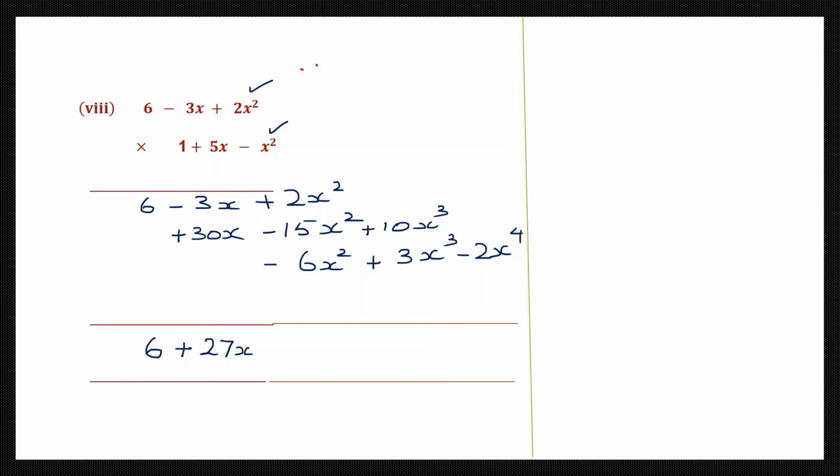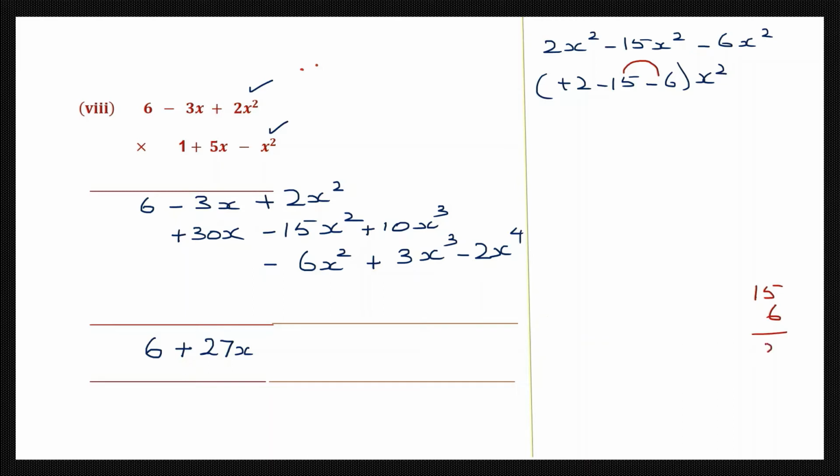Now here we have x squares. So let's write it down. So we have 2x square minus 15x square minus 6x square. Let's take only the numbers. Plus 2 minus 15 minus 6x square. Okay, so let's take the numbers that have the same sign, minus 15 and minus 6. So when signs are the same, we put the same sign and we add. So 15 plus 6 is 21. So let's write this. So plus 2, put the same sign and 21 x square.